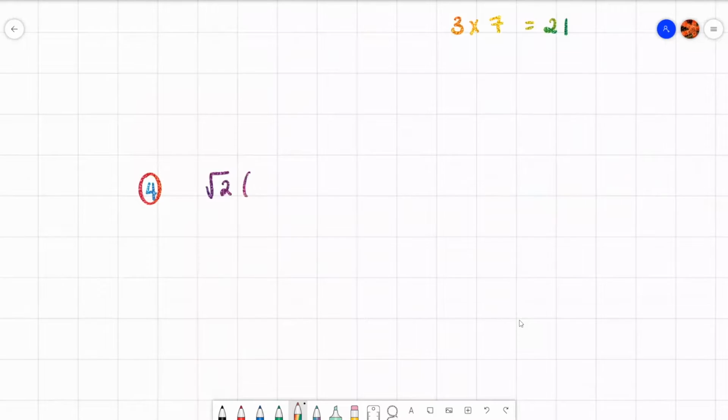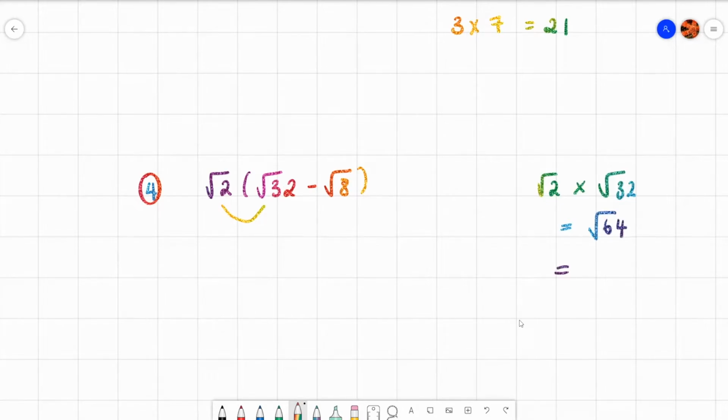Root 2 times square root of 32 minus square root of 8. Okay, so root 2 times root 32, if I just do that here at the side, you just times the numbers together. So 2 times 32 is 64. But I know what the square root of 64 is, that's 8. Subtract.